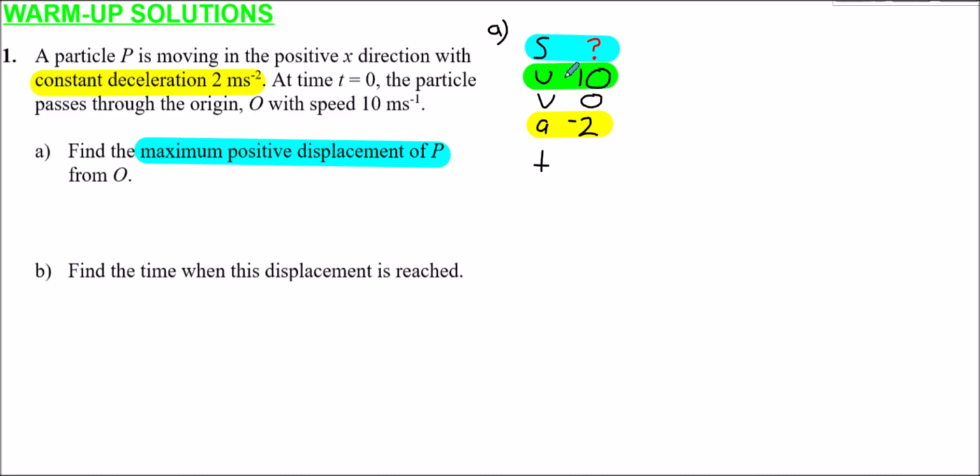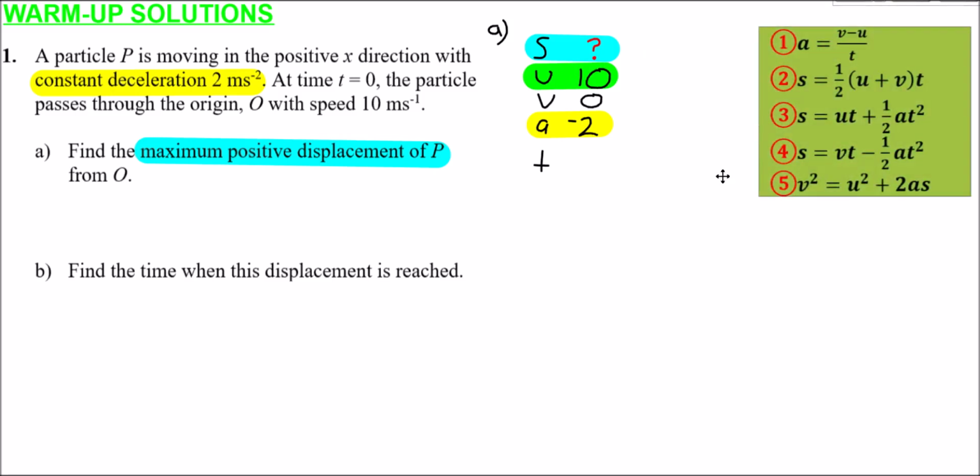We now need to think about the SUVAT formulae that we might need. And so here they are. Right now we're not really concerned with the time for part A. So the time, we don't need to know it, so I'm just going to put a cross against time. We want one of these formulas which doesn't involve time. This has a t, that's no good. This has a t, that's no good. Nope. Nope. However, number 5, v squared equals u squared plus 2as, does not involve a t, so this is the one we can use.